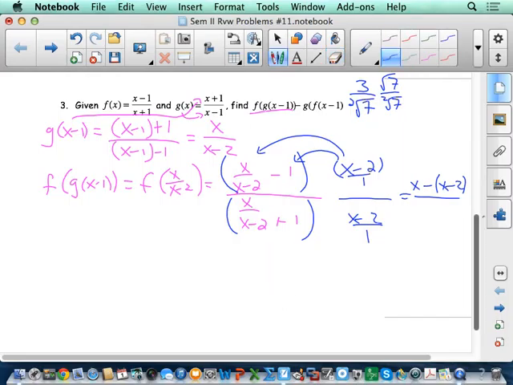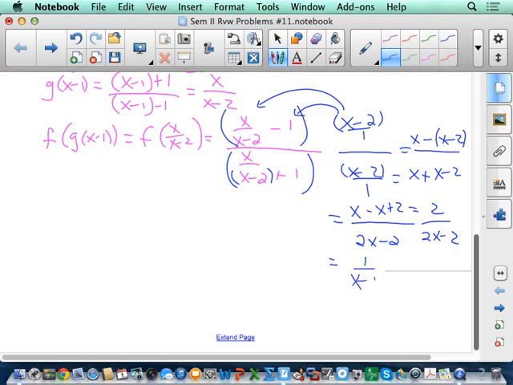All right, how about the denominator? What do we get in the denominator when we multiply this through? So x over x minus 2 times x minus 2 over 1, x plus x minus 2. Very good. And then let's keep simplifying this. So this is going to give us 2 on top, x minus x plus 2, which is 2 over 2x minus 2. So 2 over 2x minus 2, which would be 1 over x minus 1.